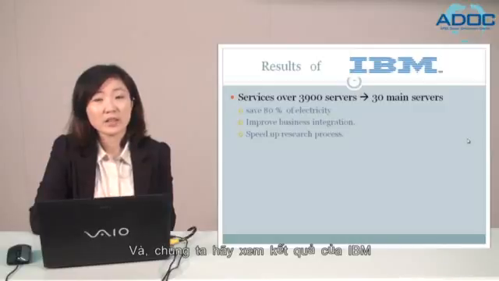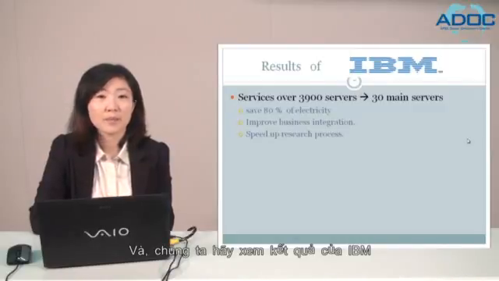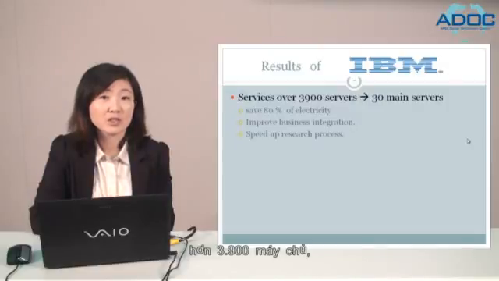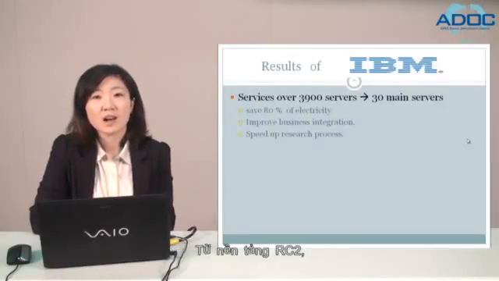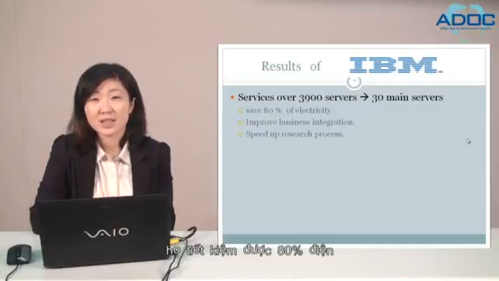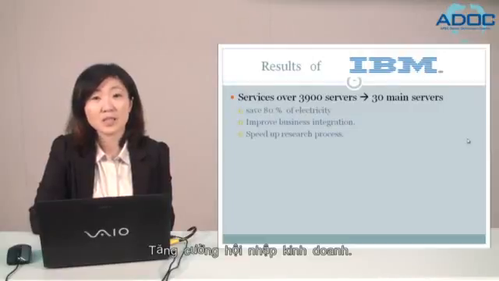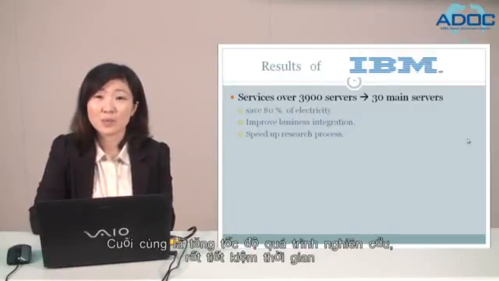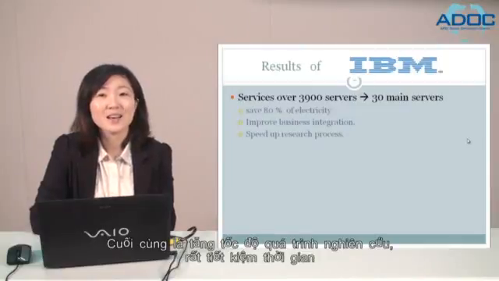And let's take a look at the results of IBM. The services cover over 3,900 servers. They have 30 main servers. From this RC2, they save 80% of electricity, which is green, and then improve business integration. The last one is that they speed up the research process, very time effective.